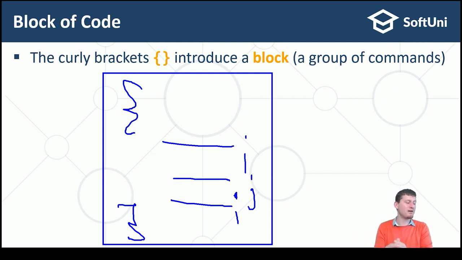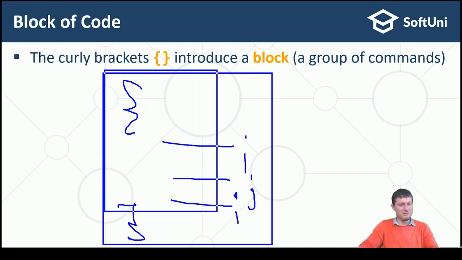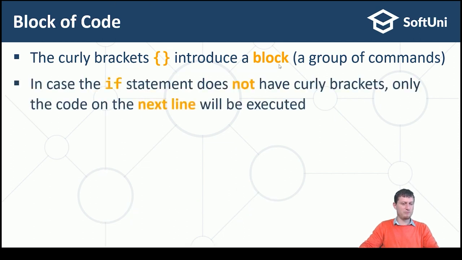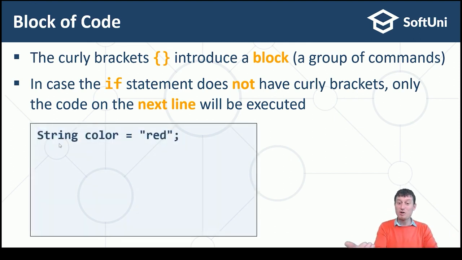Like, for example, the command open the door may consist of first go to the door, then take its opening thing and turn it to the right, then pull the door and many other things. So it's an action which consists of several other more simple actions. This is called a block, and in case the if statement does not have curly brackets, only the code on the next line will be executed. Let me show you what this means.